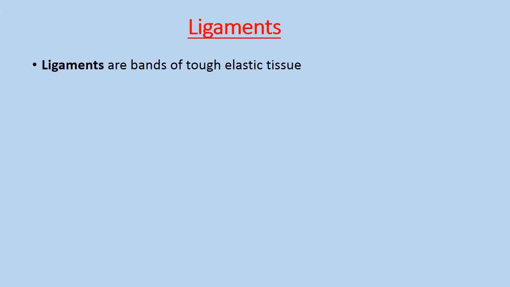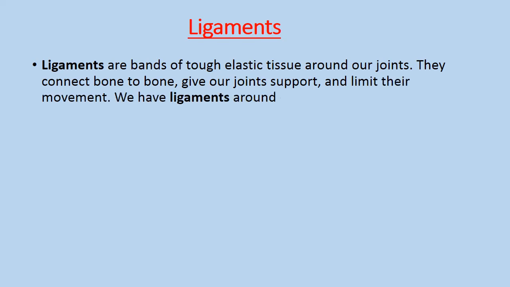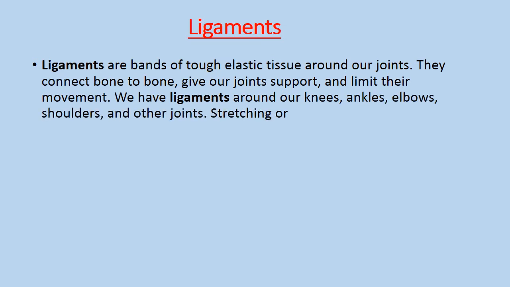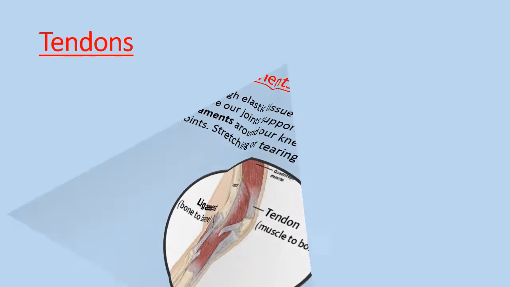Bones are held together at joints by stretchy bands called ligaments. They connect bone to bone, give your joints support and limit their movement. You have ligaments around your knees, ankles, elbows, shoulders and other joints. And remember, stretching or tearing them can make your joints unstable.